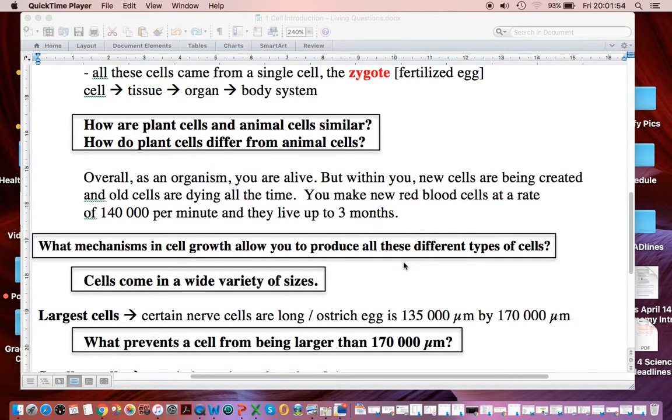There are other interesting questions. What mechanisms allow you to get to all these types of cells? What controls cell growth and stops it? For example, how come your legs are going to be roughly the same length? Things like that.